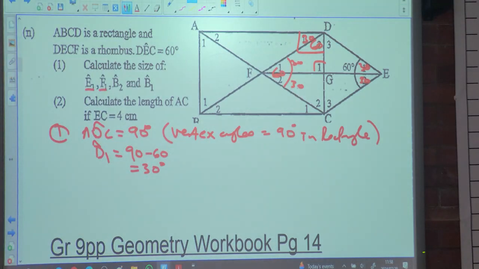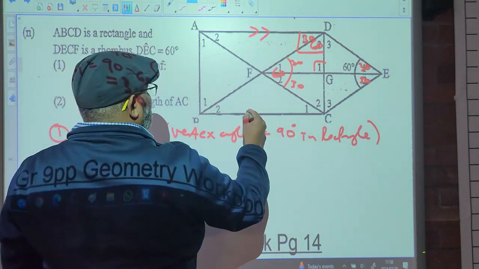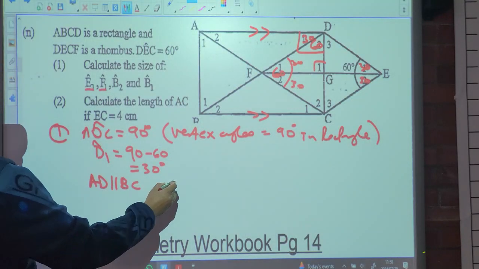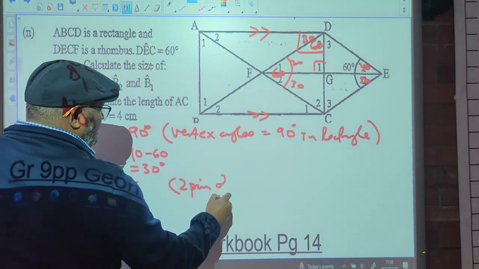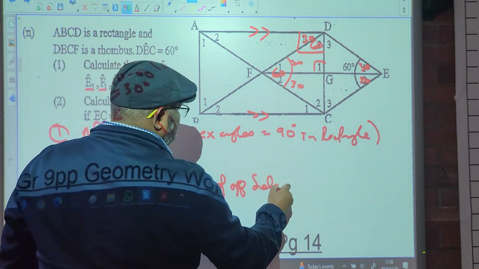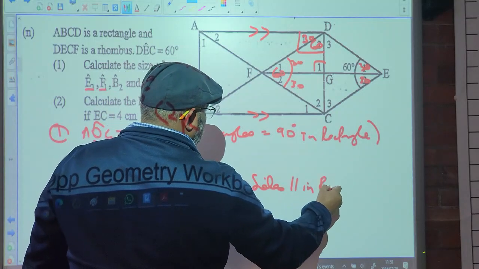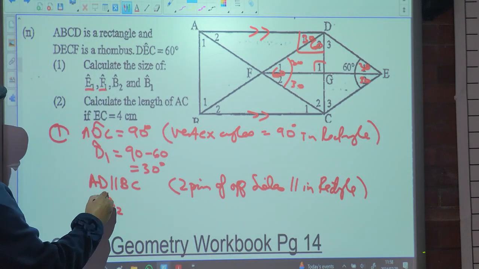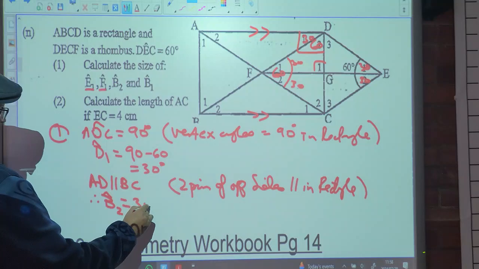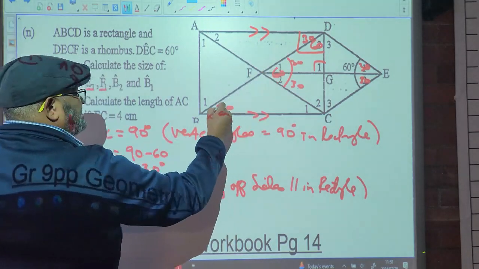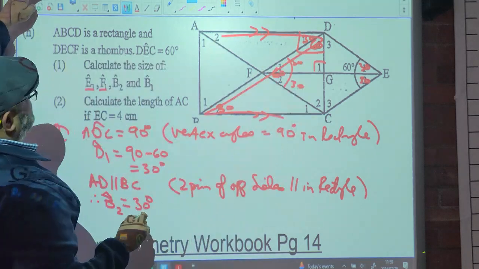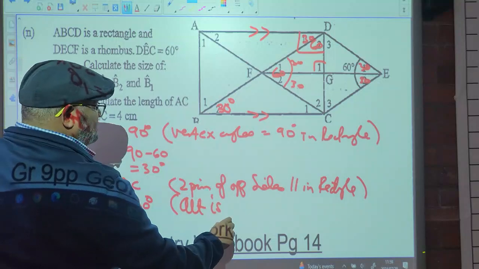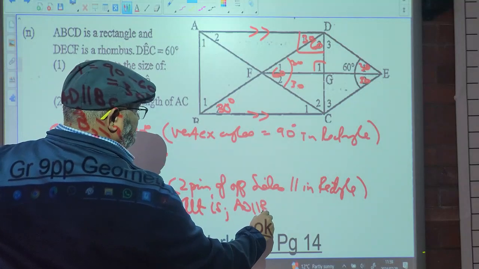Why not? The lines are not given as parallel, but we know that AD is parallel to BC. Why? Two pairs of opposite sides are parallel in a rectangle. So therefore, finally, P2 is equal to 30 degrees. Why? Alternate. Can you see that? Alternate angles, with AD being parallel to BC.